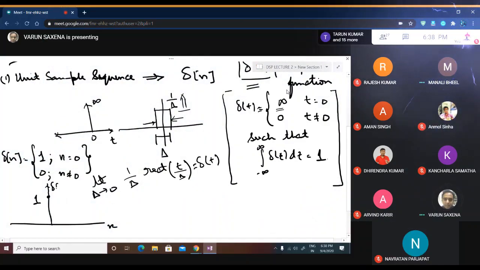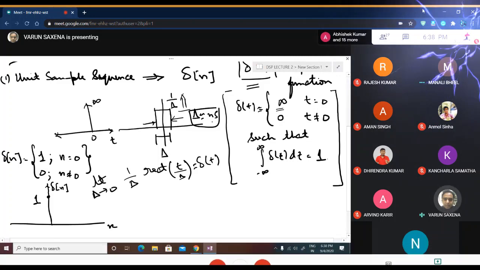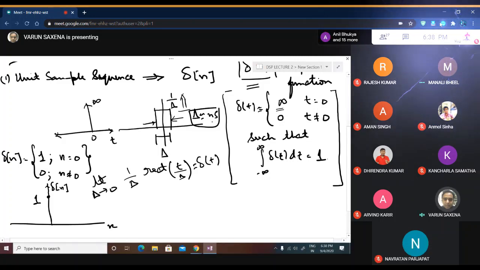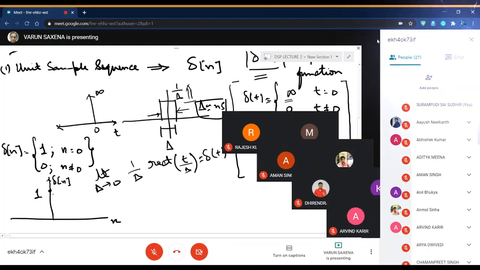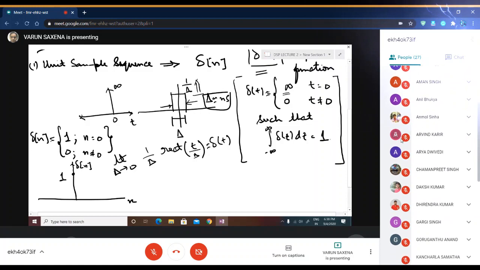The beauty of this function lies in the fact that it is very easy to define. Of course, it's slightly difficult to produce in a laboratory, again because this width is 0. But if the width is of the order of nanoseconds, or maybe picoseconds, it's pretty much 0 from an engineering point of view. And you can obviously get a magnitude of 1 as the amplitude. So it is kind of physically realizable in a lab.